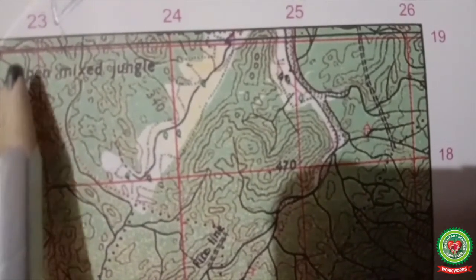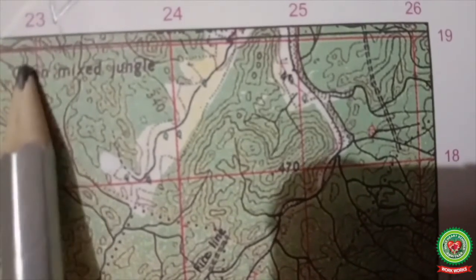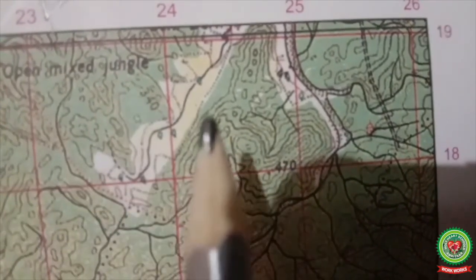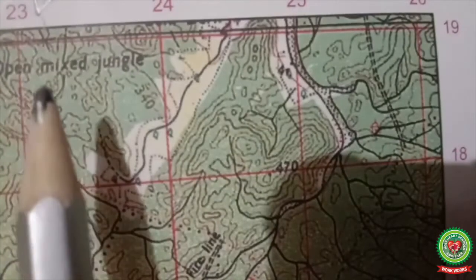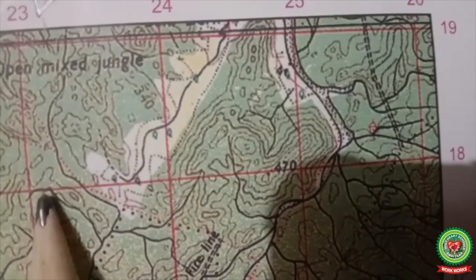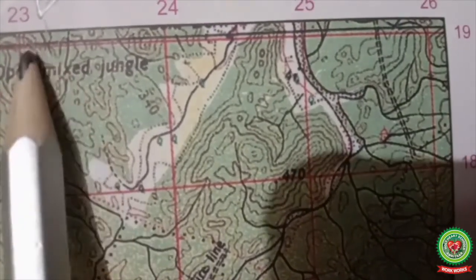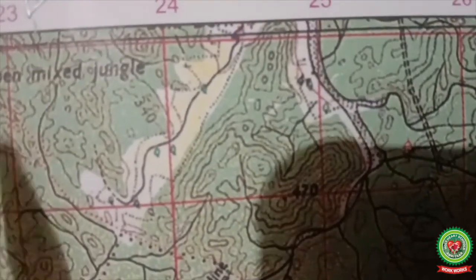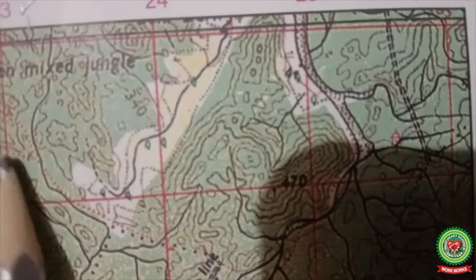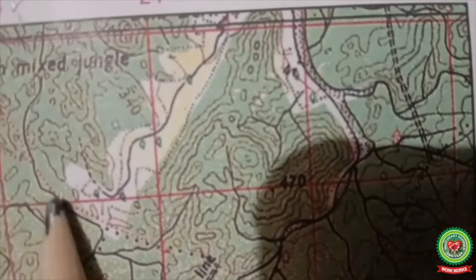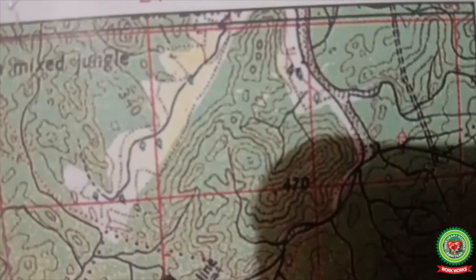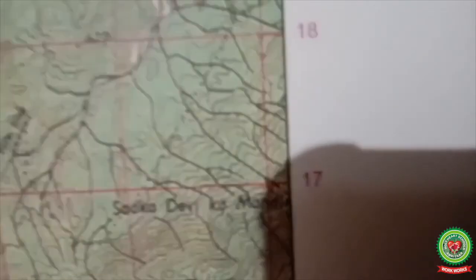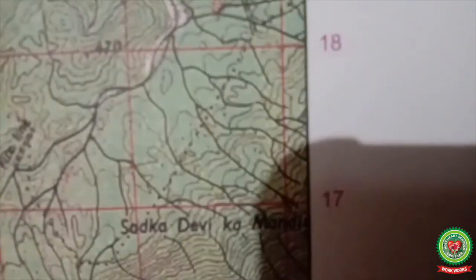So here, starting from the grid 2318, you can see a red dotted line. I am bringing it close. You can see a small red dotted line moving down, indicating the presence of a footpath.